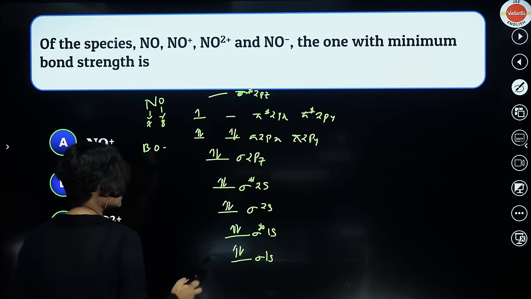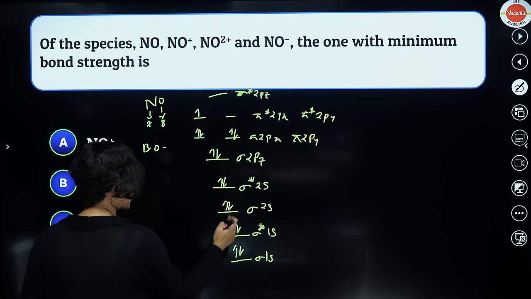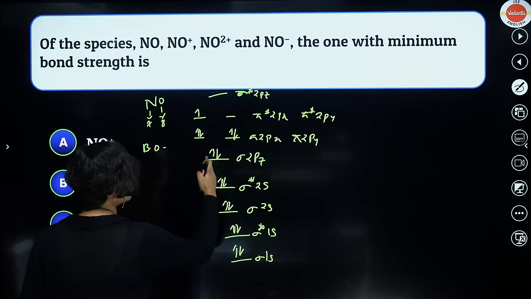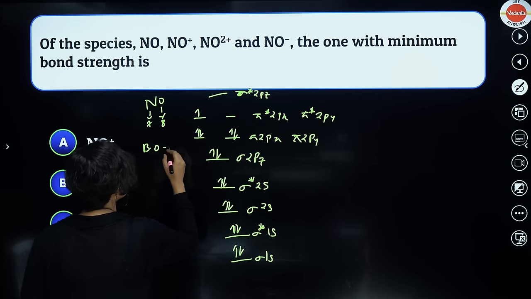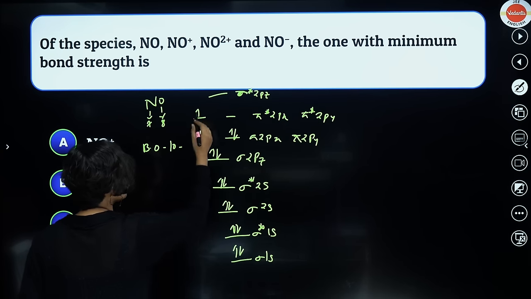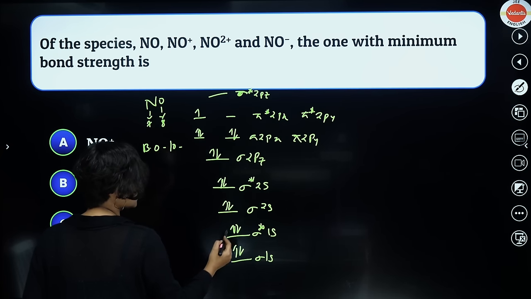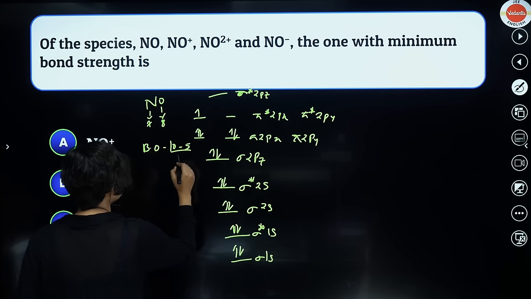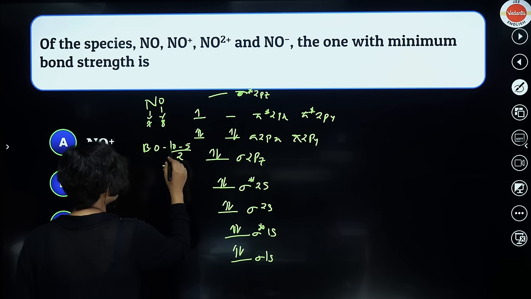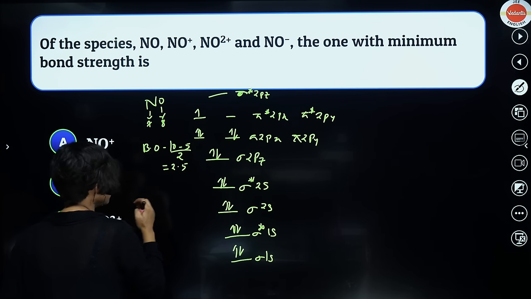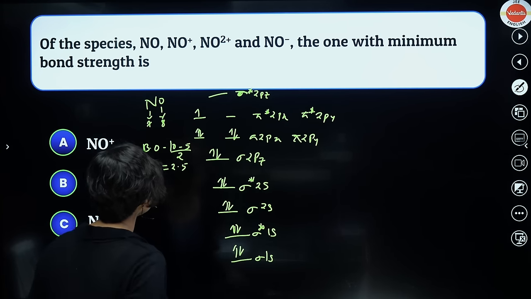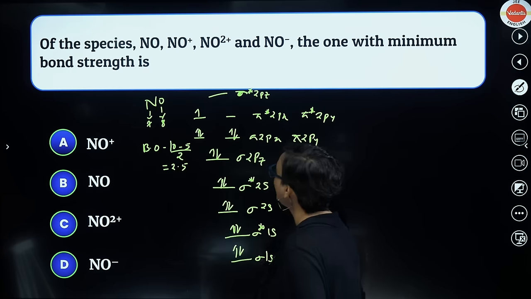What is the bond order? Check it out. Bonding electrons are 10, antibonding are 5. So 10 minus 5 divided by 2 is 2.5. This is 2.5. Then we have NO plus.